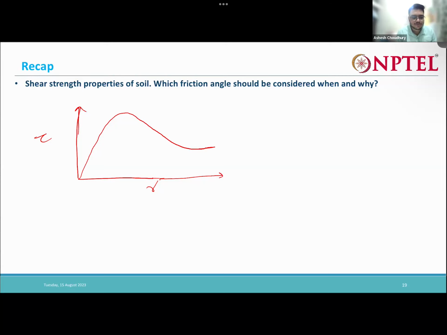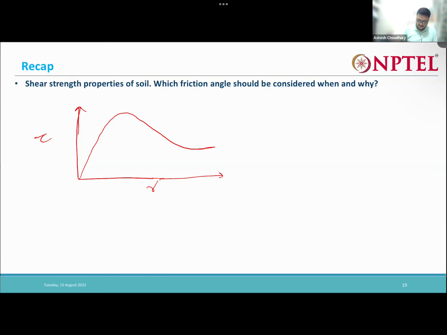First is when should we use peak? If you just turn on your mic and speak, there is no problem. Anyone can turn on their mic and speak anytime. When should we use the peak value and why?